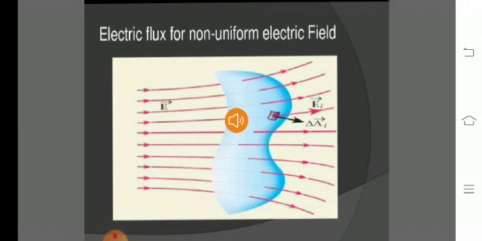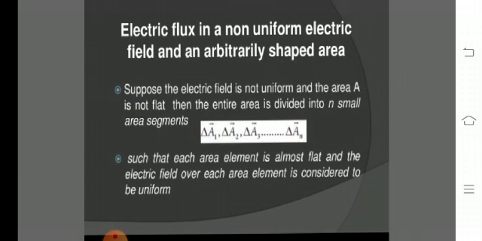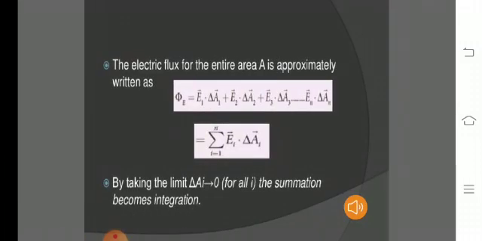So from the uniform area you can calculate the electric flux for each area. From the electric flux of each area we can calculate the total electric flux by using the formula. Φ_E is equal to E1 vector dot ΔA1 vector. This is the electric flux for the area ΔA1. Next the electric flux for the area ΔA2, that is E2 vector dot ΔA2 vector.